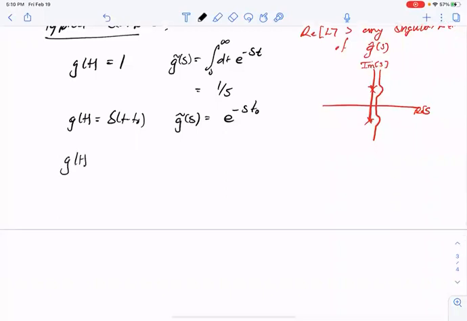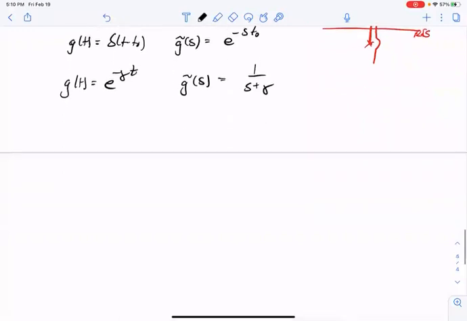Other common functions for a Fourier transform or Laplace transform might be an exponential, e to the minus gamma t. The Laplace counterpart would then be two exponentials. I would just sum the arguments of those exponentials, turning this into 1 over s plus gamma.